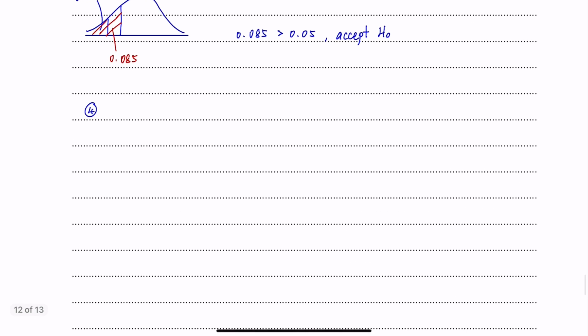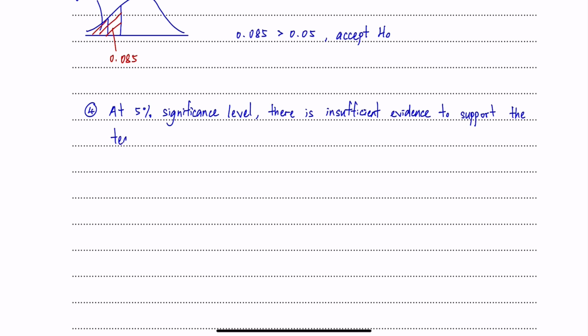So our conclusion would be, at 5% significance level, there is insufficient evidence to support the teacher's claim. And we're done.